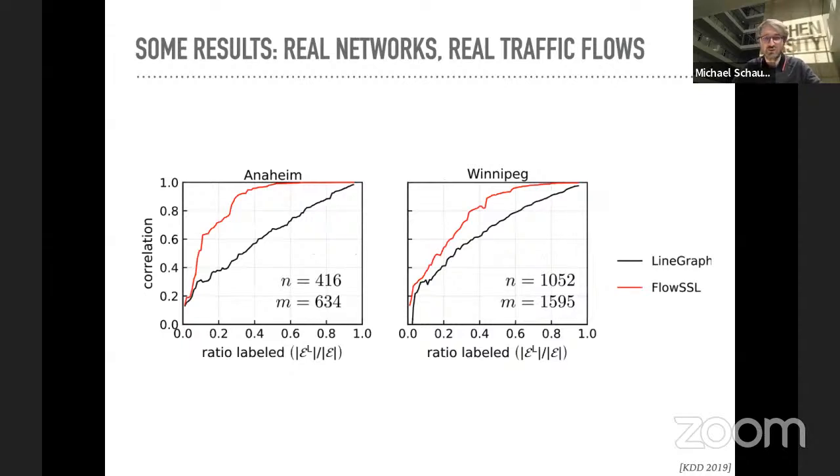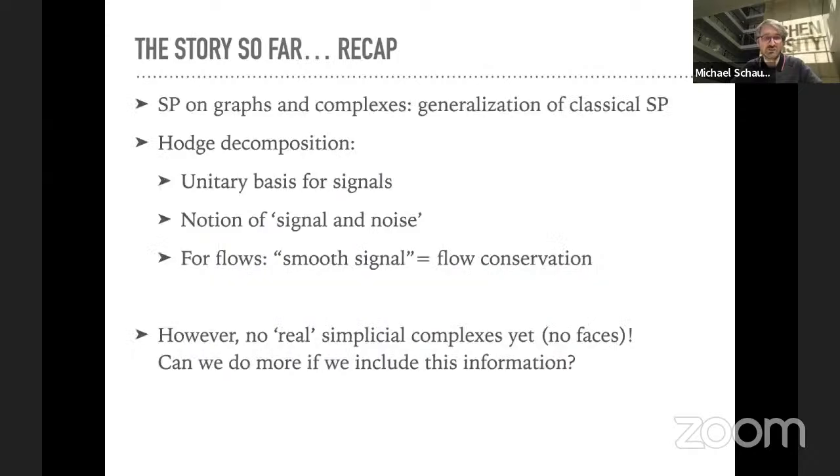So does that work? Well, yes, it works quite well, actually. This is some real traffic flow data on real networks in Anaheim and Winnipeg. And if you can see it below, this was submitted to computer science conferences, and in computer science, if you want to be a bit tongue-in-cheek, it's like: if my line is above your line, I win. And clearly, flow SSL, as it's called here, beats the line graph approach, and it beats some other approaches as well, in the sense that we need far fewer labeled edges to get a very close correlation to the ground truth flows. And it's nice to see that these ideas work.